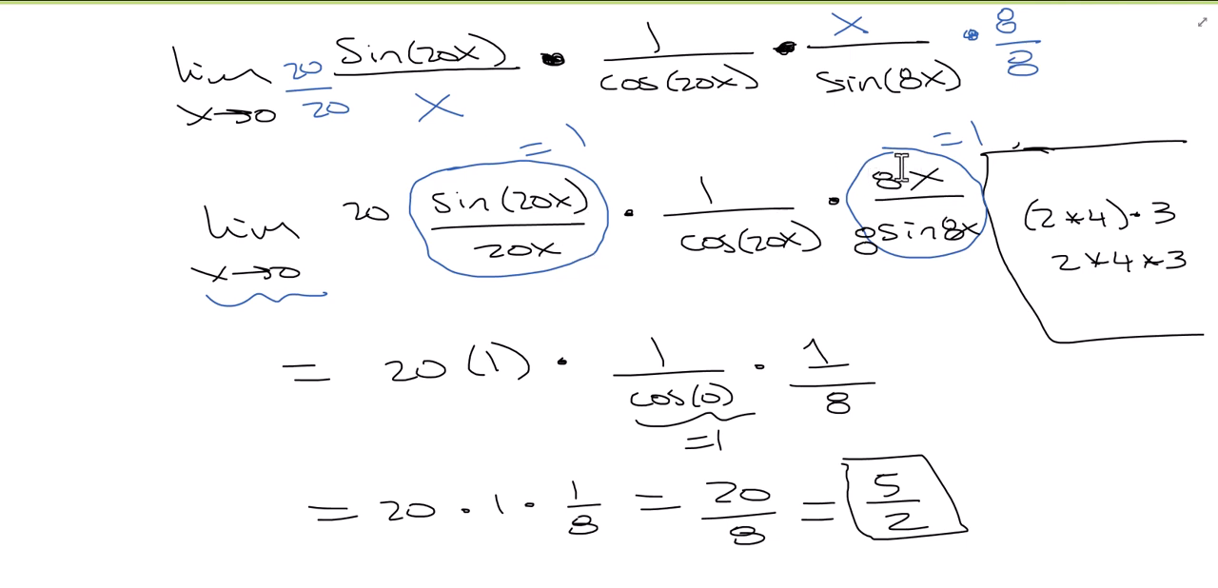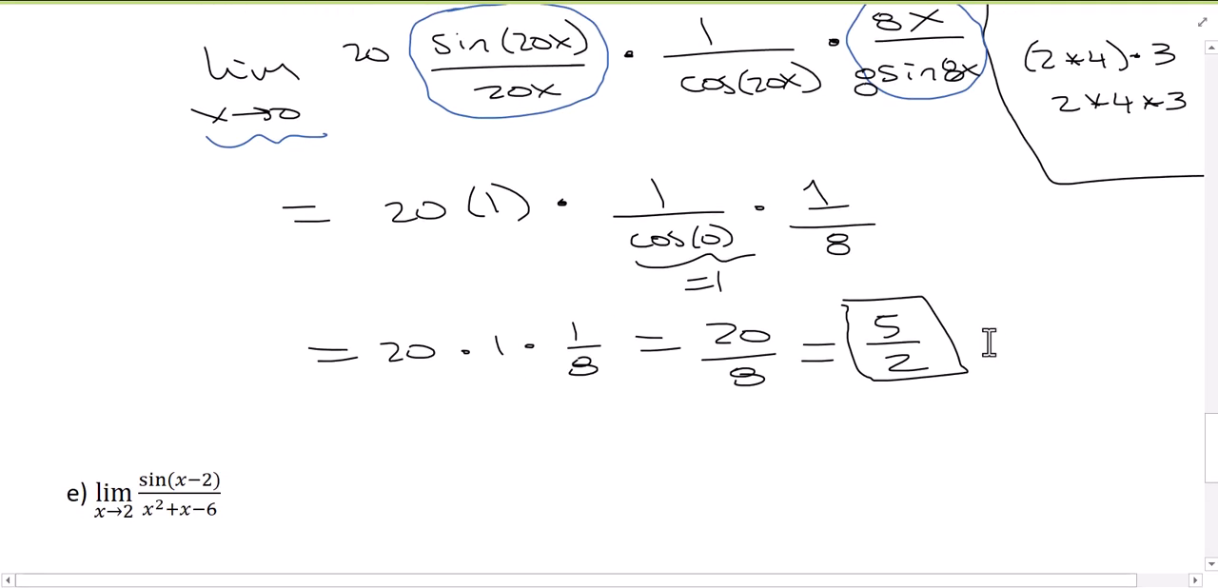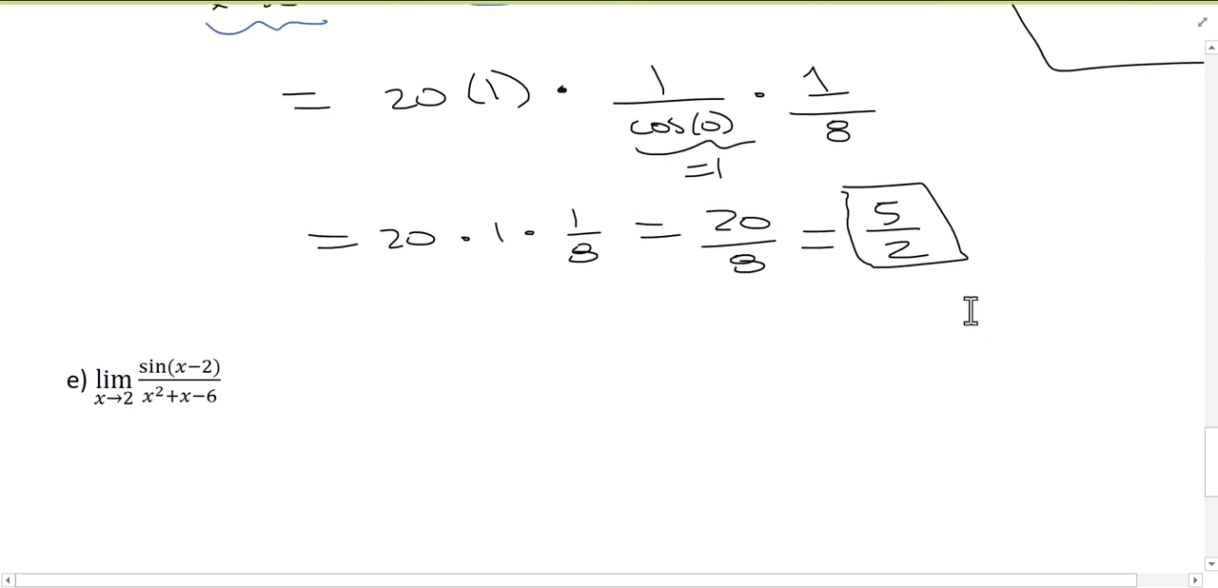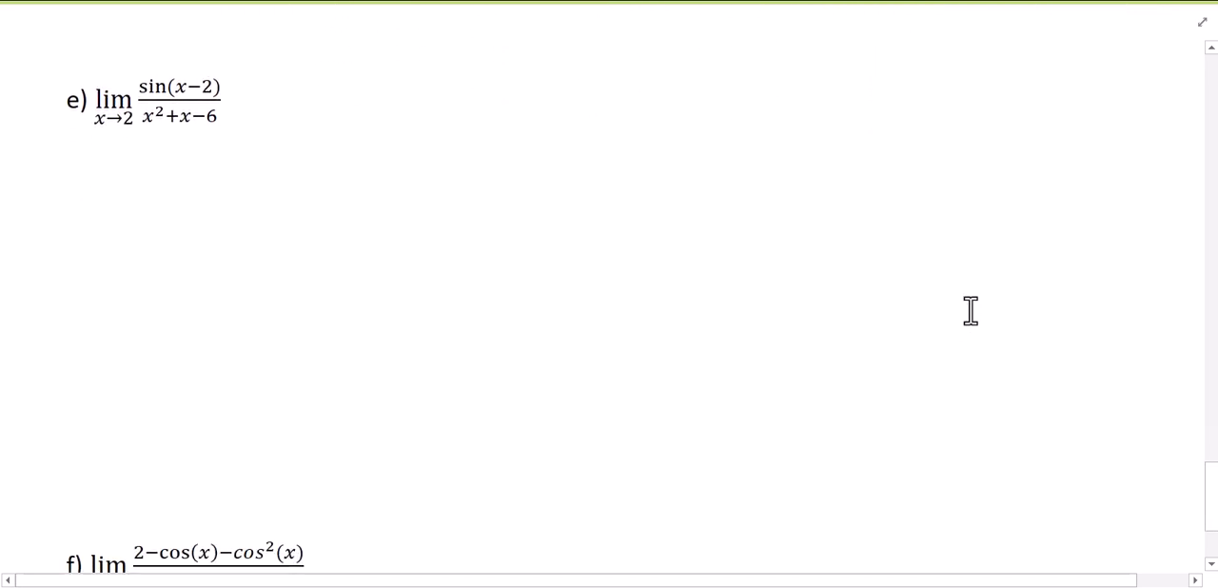The limit as x goes to 0 of 8x over sine of 8x, the argument matches what's on the other side, in this case in the numerator. So that limit is going to be 1, leaving us with 1/8. And then just multiply it all together and reduce. So let's try the next example.